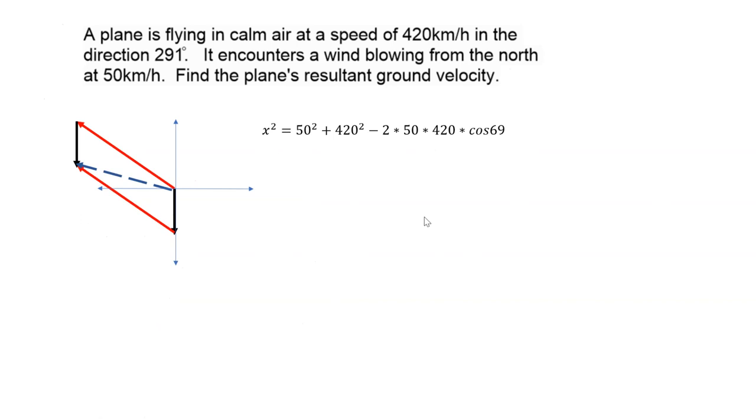A plane is flying in calm air at a speed of 420 kilometers per hour in the direction of 291. What that means, remember, is that you are measuring from north all the way around. So 291 means that you start off up here and you go all the way around until you get up to here. That's what 291 means. It encounters a wind blowing from the north at 50 kilometers per hour.